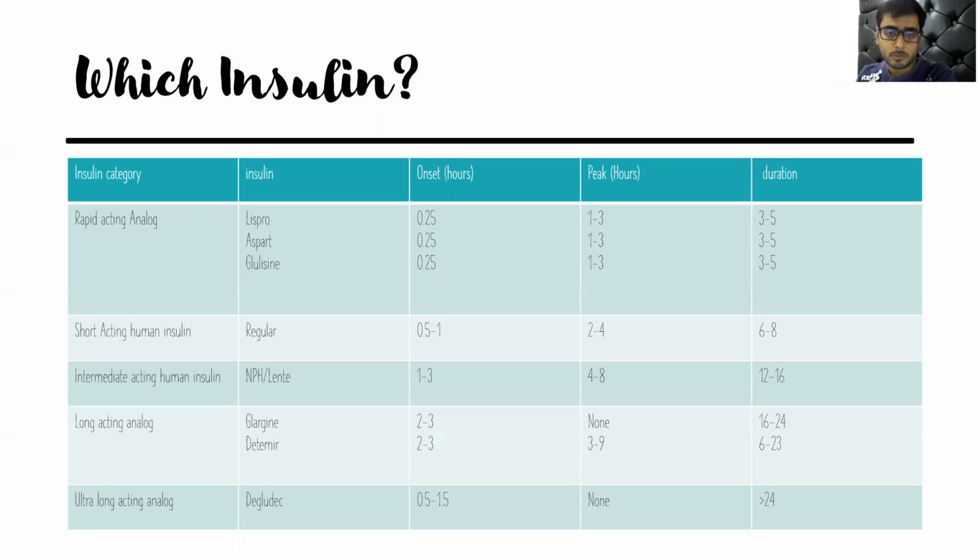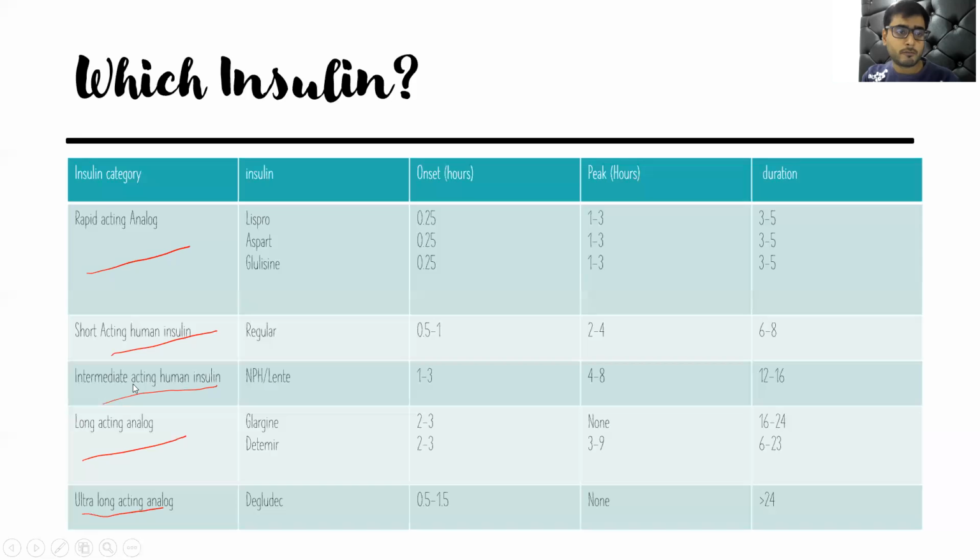This table seems to be very difficult, but by the end of this slide, I'm sure you won't find it difficult, and you will know about all the types of insulin. To start with, I'll first tell you about the types of insulin. The basic types of insulin we should remember in practice are rapid acting analog, short acting human insulin, intermediate acting human insulin, long acting analog, and ultra long acting analog.